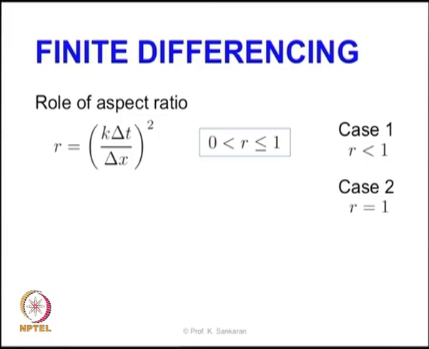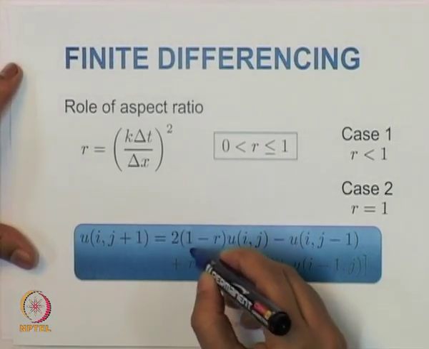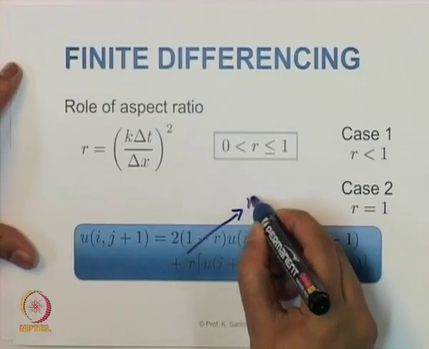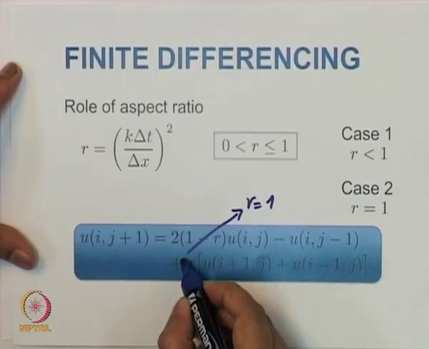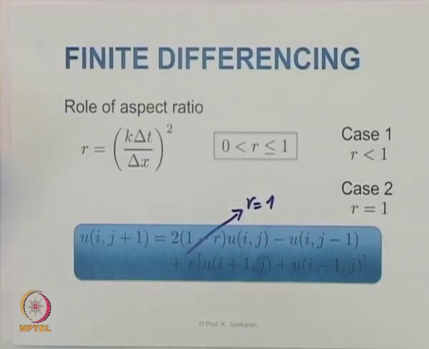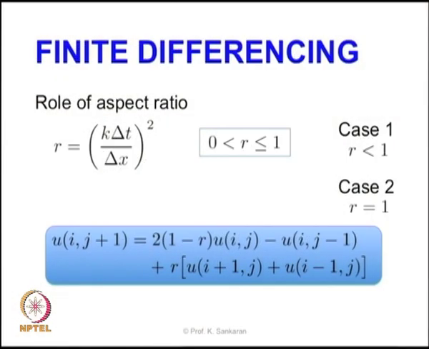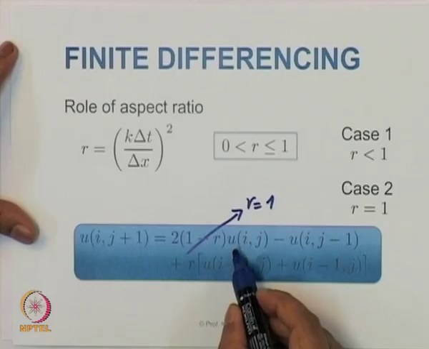When the value of r is exactly equal to 1, we can see that certain terms get cancelled. The term 1 minus r, all these terms will get cancelled for r equal to 1 because 1 minus r will become 0. So this term will completely disappear, whereas the other terms will stay. That is what you will see. What it means is that the 1 minus r term here is purely based on the weight for the coordinate point i comma j.